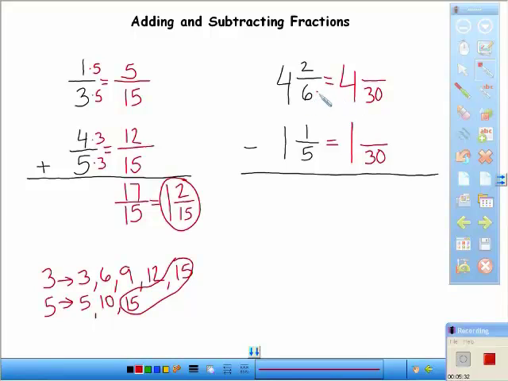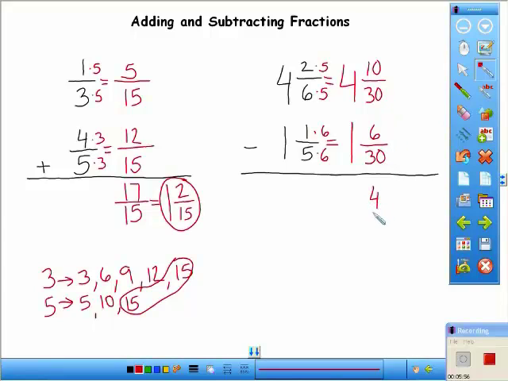So up here, 6 times 5 is 30. Got to do the same thing to the numerator, which would give us 10. Down here, 5 times 6 is 30. Got to do it to the numerator. Here we go. Now my denominators are the same. So 10 minus 6 is 4, and our denominator stays the same. And then I do the whole numbers. 4 minus 1 is 3.